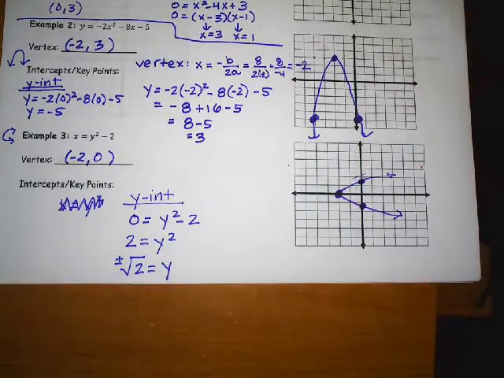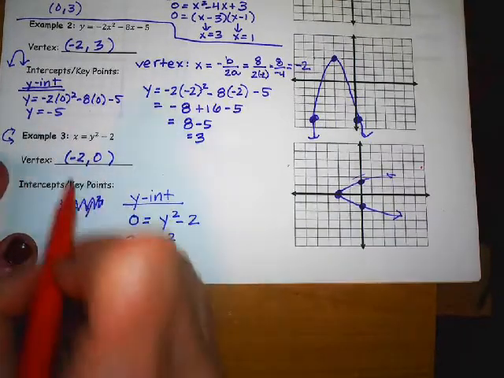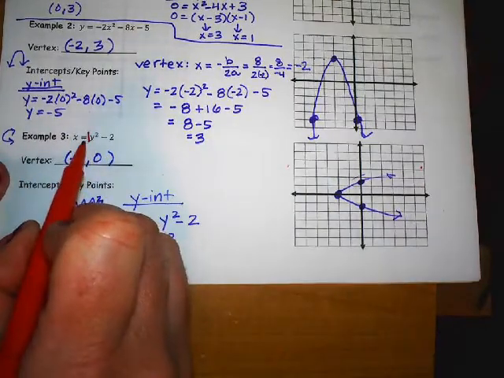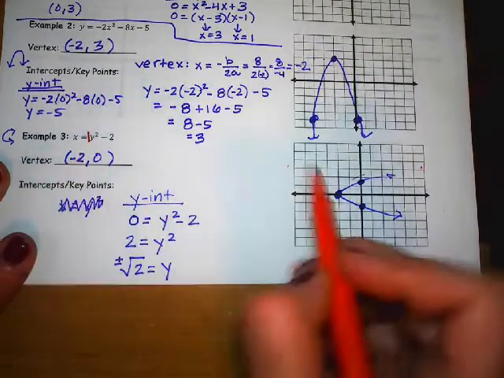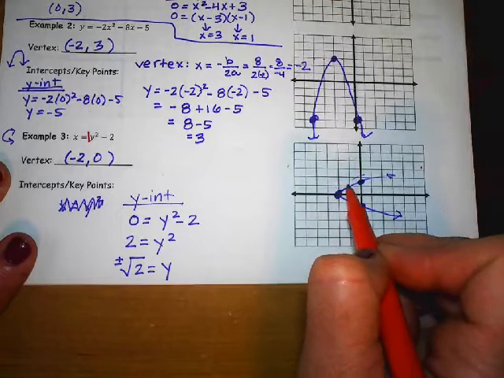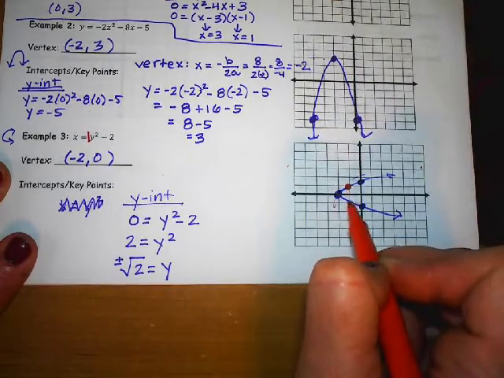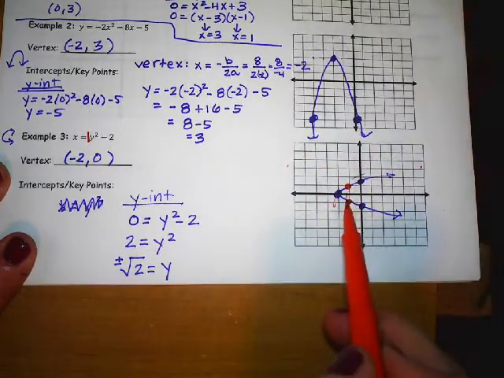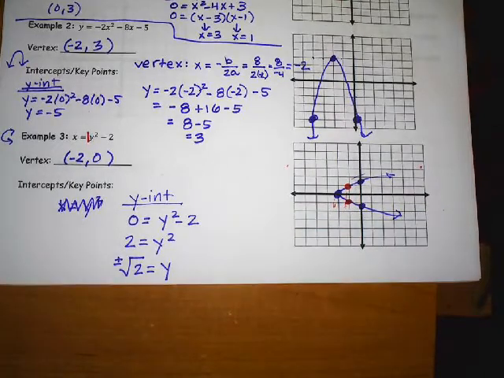I could have also used that a value to help me in this if you didn't want to find the y-intercept. A is the number that's in front of the y squared, and it happens to be 1. So that means from my vertex, I could find a second point by going up 1 to the right 1, or down 1 to the right 1, right here. Those would be my points. Those would be okay as well.